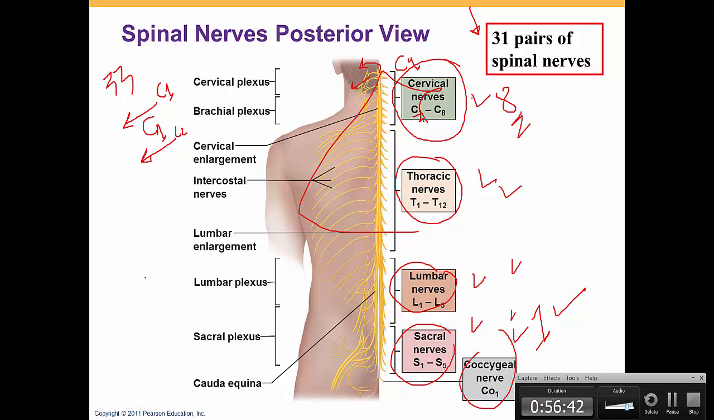And then when you go down to C7, you will have C7 that leaves above the cervical vertebra number 7, and we have the C8 that leaves below cervical vertebra number 7. Then if you go to the thoracic region, if this is my T1 vertebra, I'll have the T1 spinal nerve, and if this is my L2 vertebra, I'll have the L2 spinal nerve leaves below it.